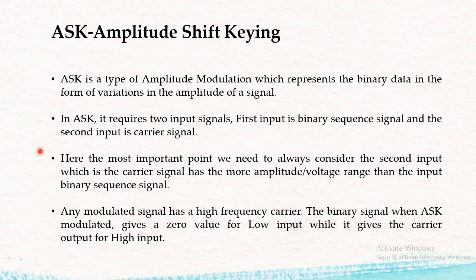Here the most important point we need to always consider is that the carrier signal has more amplitude and voltage range than the input binary sequence signal, and the modulated signal has a high frequency carrier. The binary signal, when ASK modulated, gives a zero value for a low input while it gives a carrier value at the output.